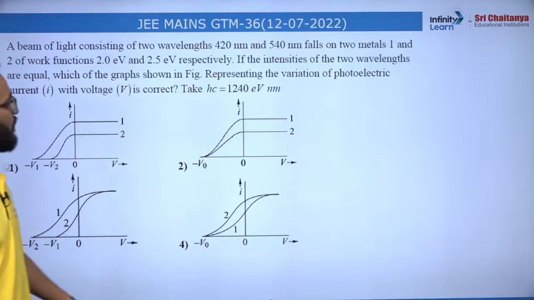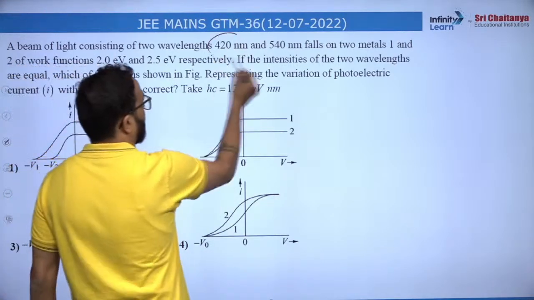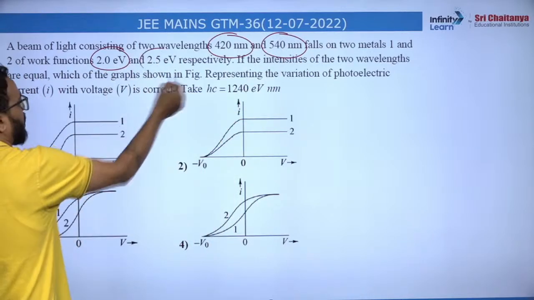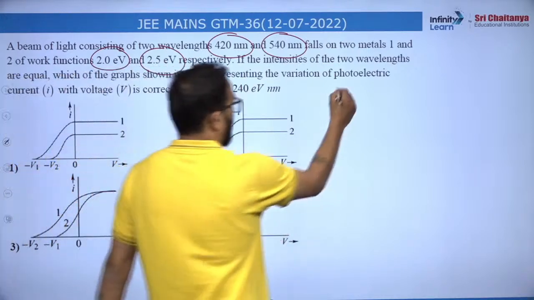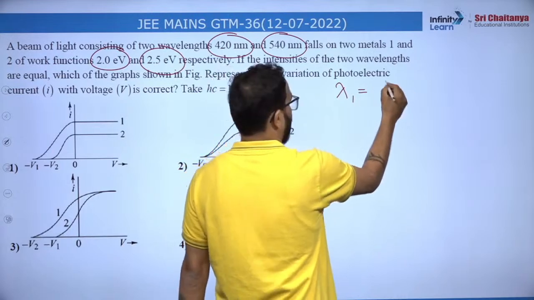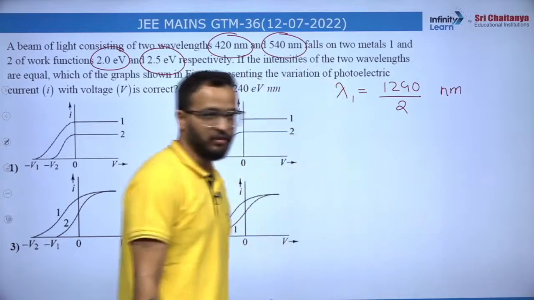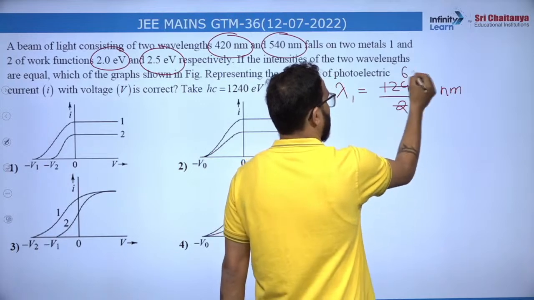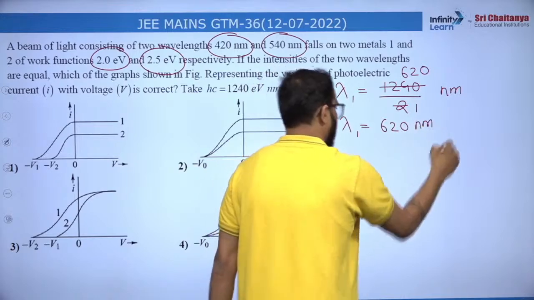A beam consisting of two wavelengths, 420 nanometer and 540 nanometer. First of all, let's find out the wavelengths corresponding to these work functions, the threshold wavelengths, right? First of all, what is lambda 1? You will say, sir, 1240 upon 2 nanometer electron volts, energy is in electron volts. So this will be what? I guess 620, right? 2 ones are 620. So lambda 1 will be 620 nanometer.